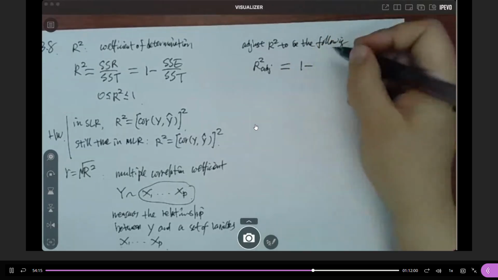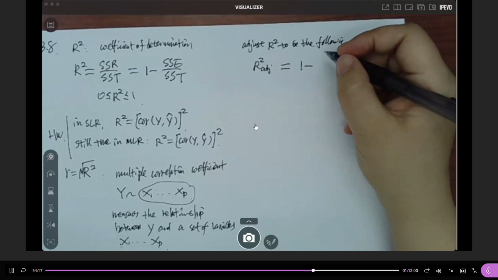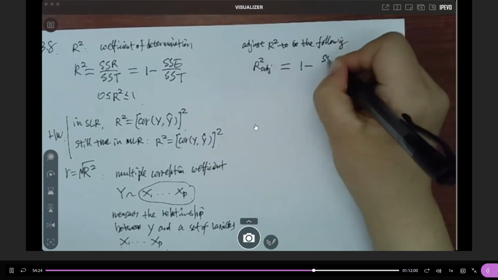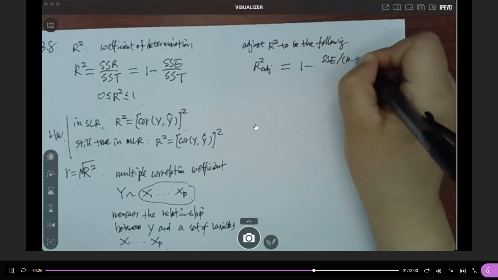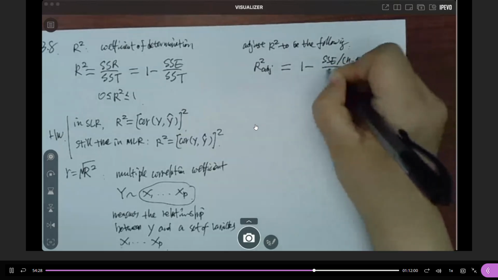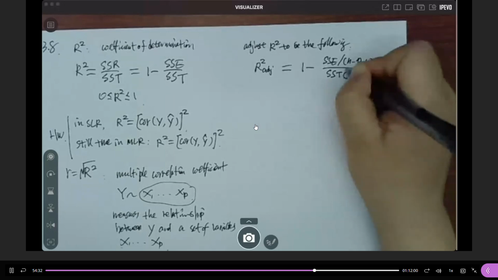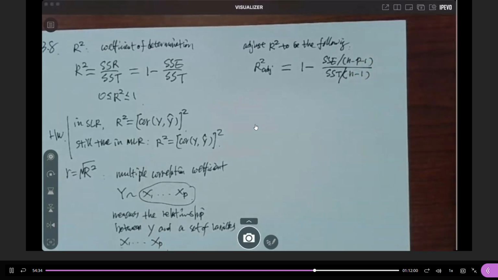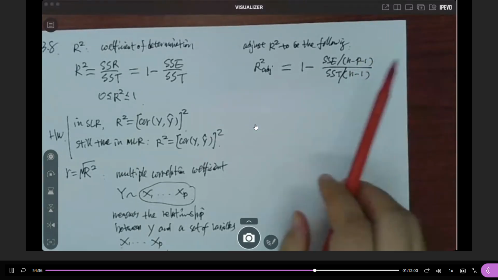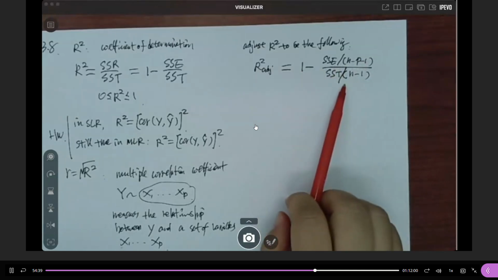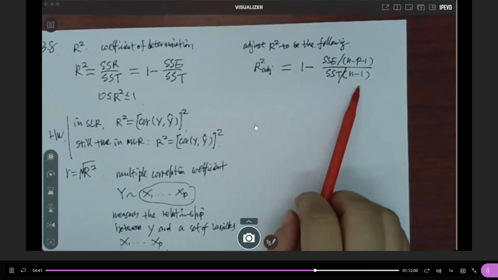We call that R squared adj, the first few letters for adjusted, okay? The new definition will be 1 minus, instead of SSE over SST, we will make each of them divided by its own degree of freedom. So SSE divided by n minus p minus 1, SST divided by n minus 1, okay?